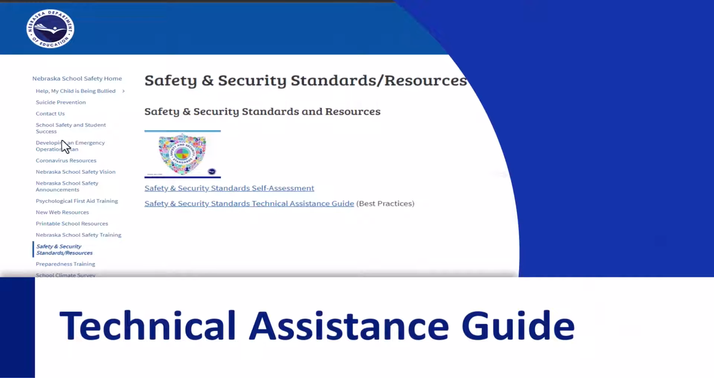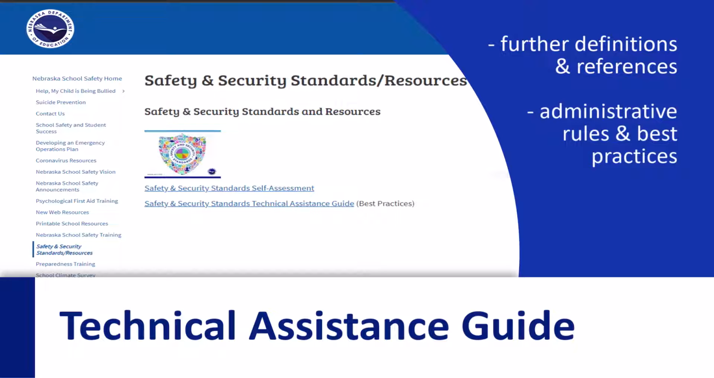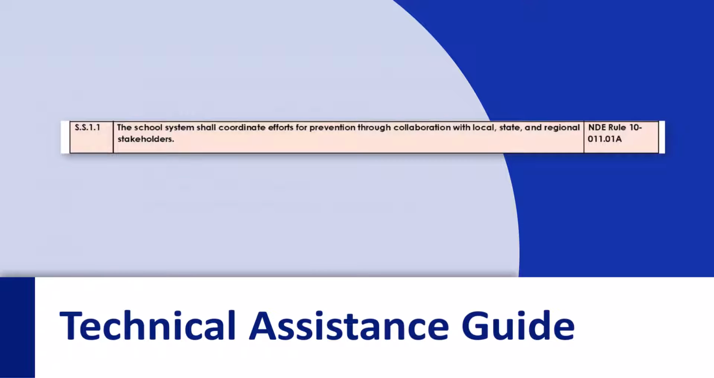The Nebraska Department of Education has made both a technical assistance guide and self-assessment specific to the safety and security standards available online. The technical assistance guide includes further definitions and references to both administrative rules and best practices that align with the standards and indicators. For example, the first Prevention standard is specific to collaboration with stakeholders. The citation for this standard is noted as NDE Rule 10-011.01A, which references the Nebraska Department of Education Rule 10. This rule defines school conditions as well as communication with local authorities.